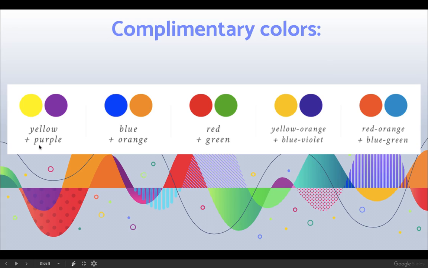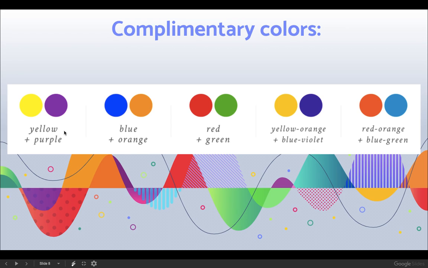Here we have the complementary colors. So like I said, the three main ones are yellow and purple, blue and orange, and red and green. And then if you wanted to get a little more creative with your complementary colors, you could do tertiaries because you use their opposite as well. So across from yellow-orange is blue-violet. Across from red-orange is blue-green.